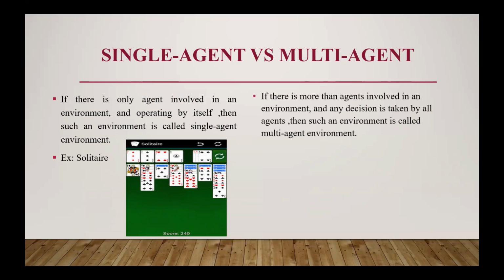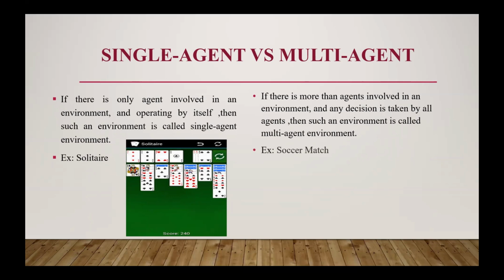But in case of multi-agent, what happened? There is more than one agent involved in the environment and any decision is taken by all the agents. Such an environment is called multi-agent. It is not that easy to achieve the goal, because multiple agents are there to make the proper decision. It has to have proper liaison with all the agents to achieve the goal.